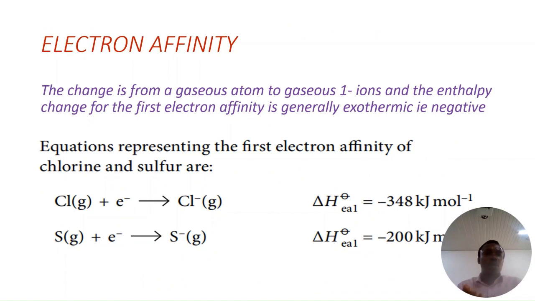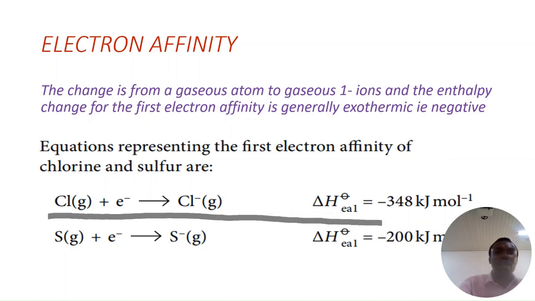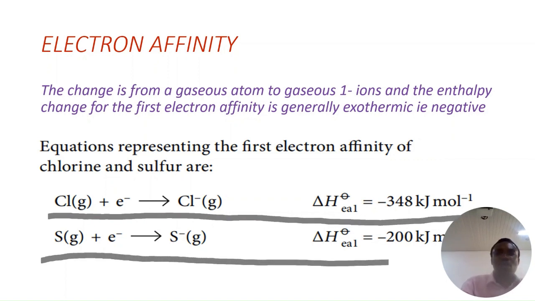So we'll talk about electron affinity. The change is from a gaseous atom to gaseous minus 1 ions, and the enthalpy change for the first electron affinity is generally exothermic. So this is an equation representing the first electron affinity of chlorine, an exothermic reaction, and this is the first electron affinity of sulfur, which is exothermic. So the first electron affinity is generally exothermic.